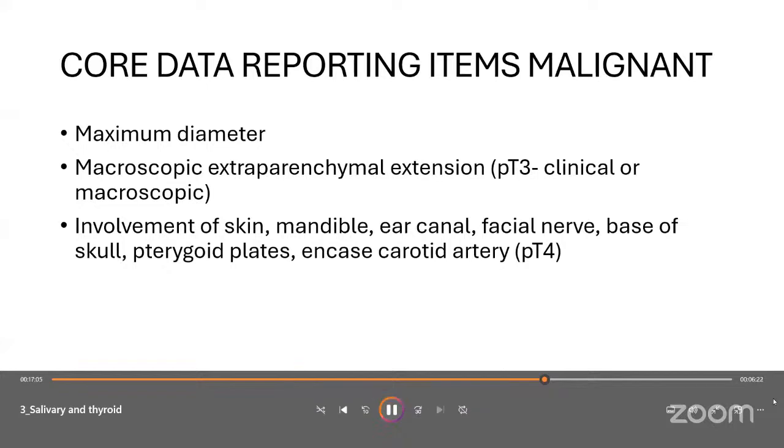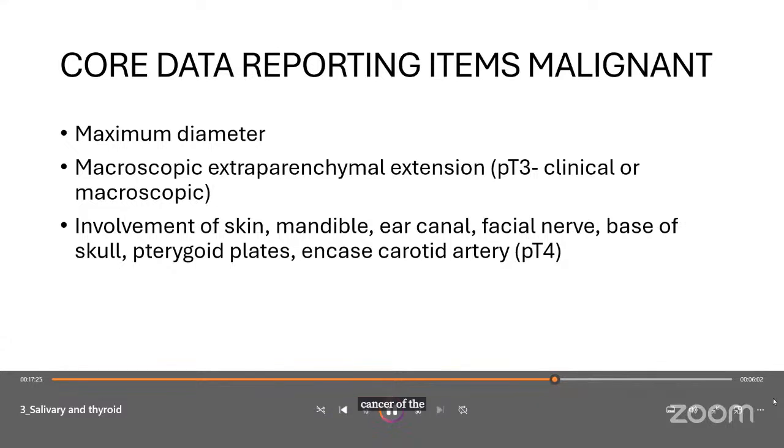When carrying out your macroscopic assessment, it's important to be mindful about core dataset items that should be incorporated into your final microscopic histology report, and also clinical information that may be conveyed by the surgeon to the pathologist at the time of cut-up and transfer of the specimen.